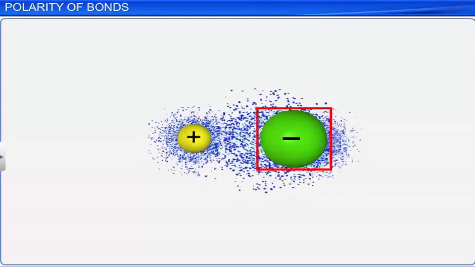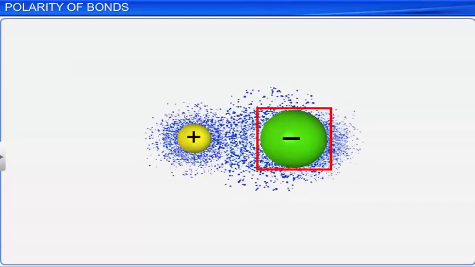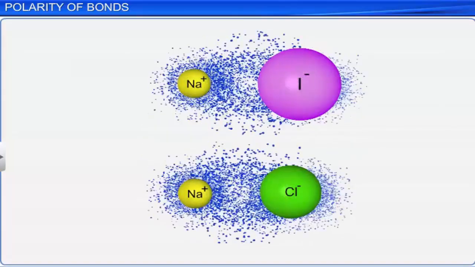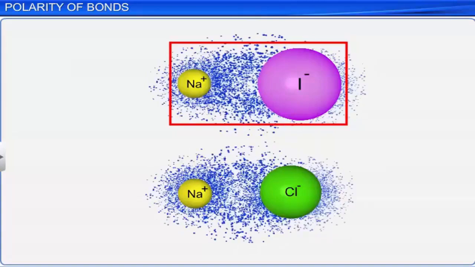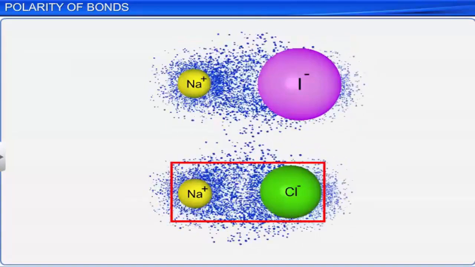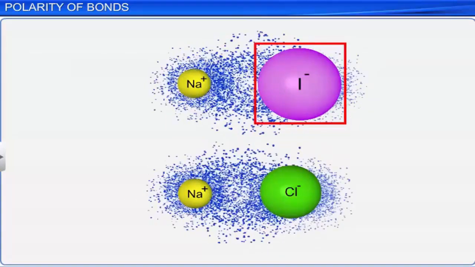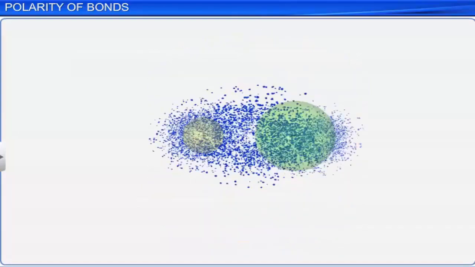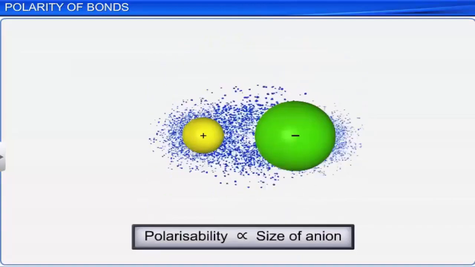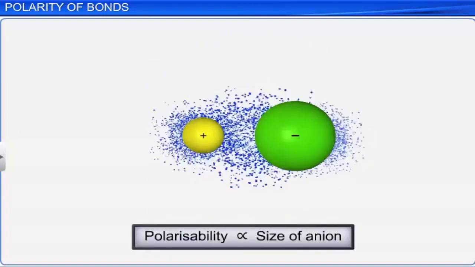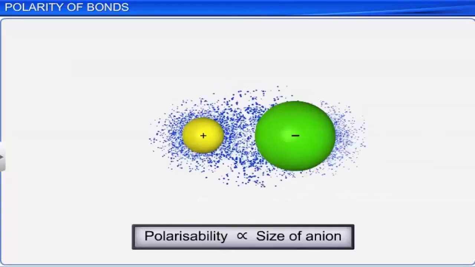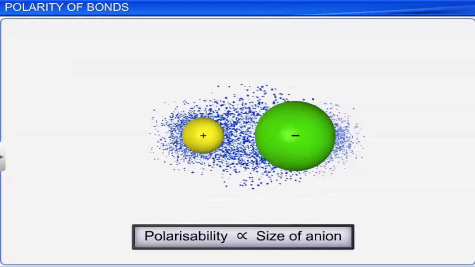The larger the size of the anion, the greater is the covalent character of the ionic bond. For example, sodium iodide is more covalent than sodium chloride because the iodide ion is larger than the chloride ion. For an anion of large size, the electron cloud on it is loosely bound to it, and hence can be easily distorted by the cation.